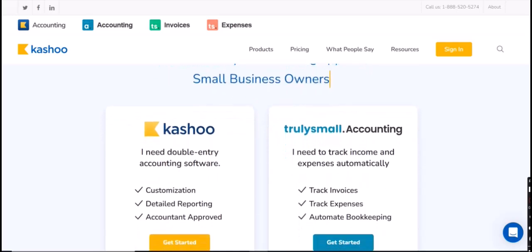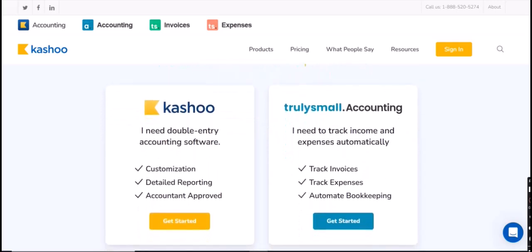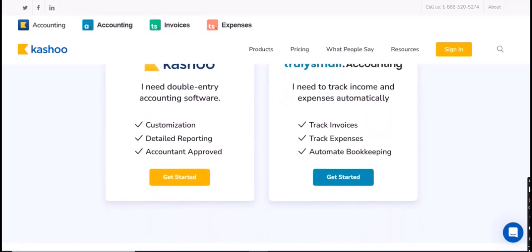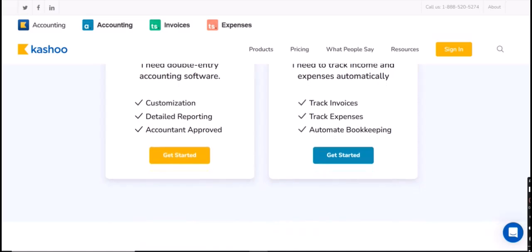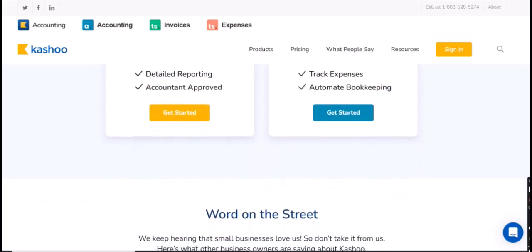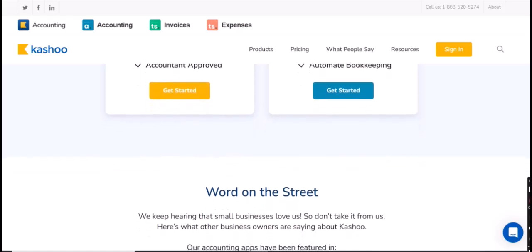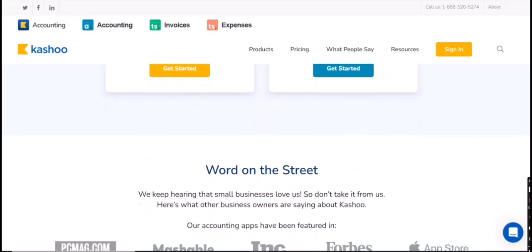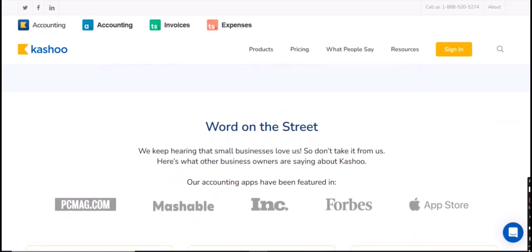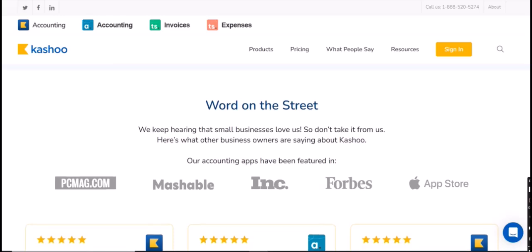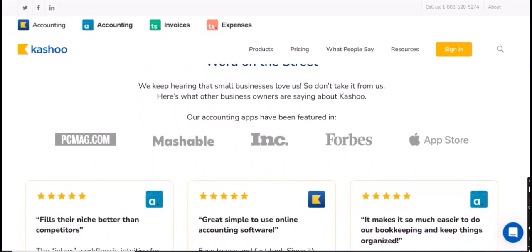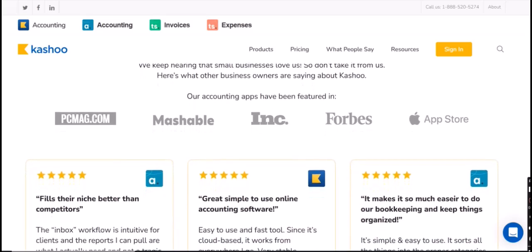Simplicity and ease of use, a key strength. One of Kashoo's standout features is its user-friendly interface. It's designed to be intuitive, even for those who are not accounting experts. The navigation is straightforward, and the language used is generally free of complex accounting jargon. This simplicity makes it a potentially good tool for individuals learning about basic accounting principles, or for small business owners who want to manage their finances without getting bogged down in complicated software.